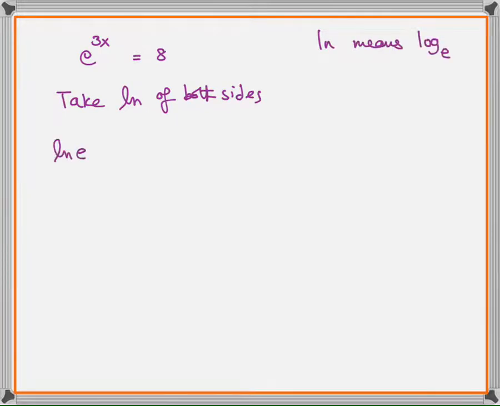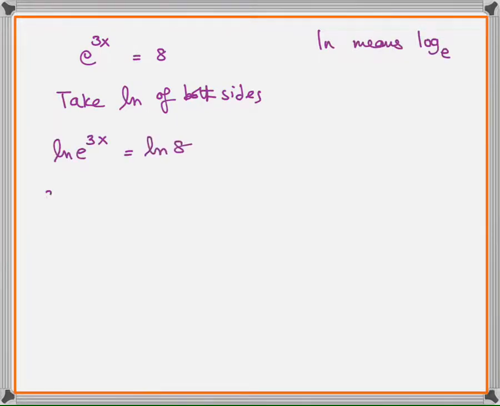Another question. e raised to the power of 3x is equal to 8. It is preferable to use ln because we are dealing with e. What is the golden rule? If we are dealing with base 10, use lg. If we are dealing with base e, use ln. If we are dealing with any other base such as 2, it doesn't make a difference what you use. So ln means log to the base e.